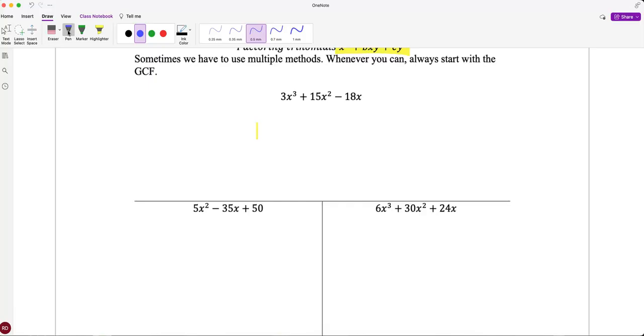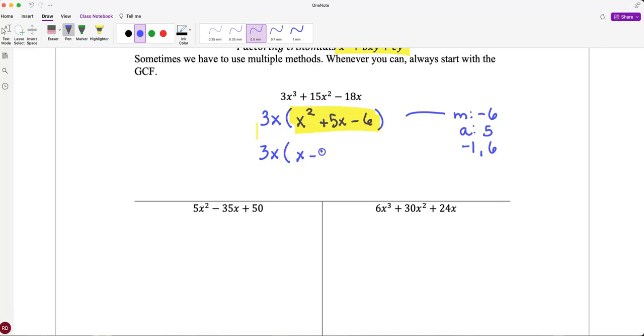So when I look at something like this, the greatest common factor is 3x. That leaves me with x squared plus 5x minus 6. So now I have used the GCF, but now I have to figure out, how do I factor this? Well, I have a factoring method for this. I need numbers that multiply to -6 and add to 5. So those numbers are 1 and 6, with the 1 being negative. So this final factorization is 3x, x minus 1, x plus 6.